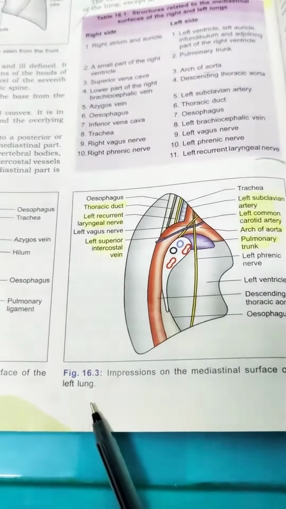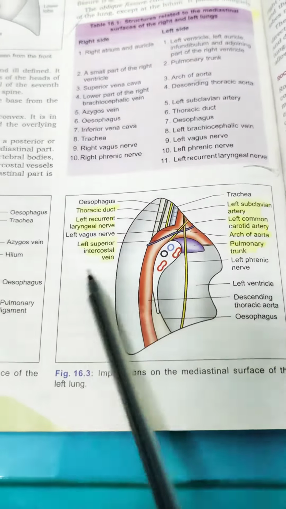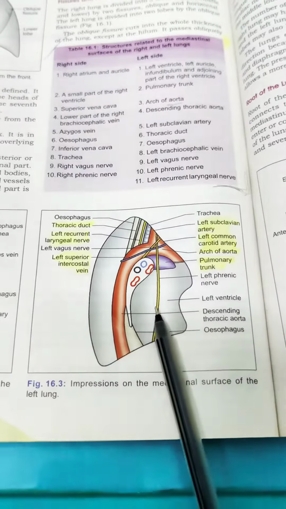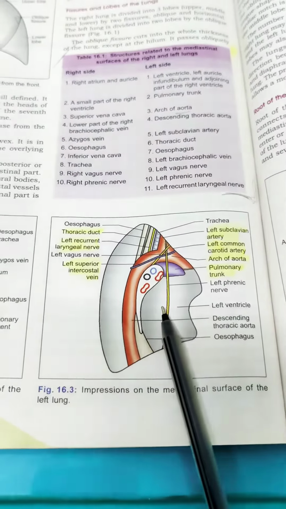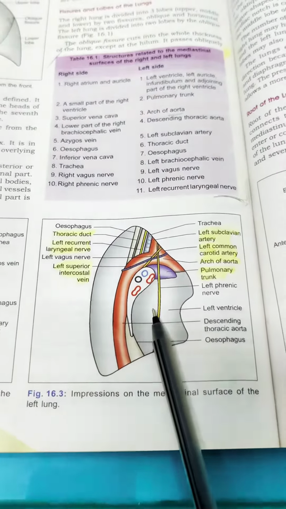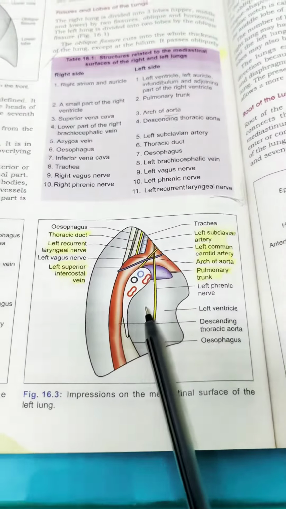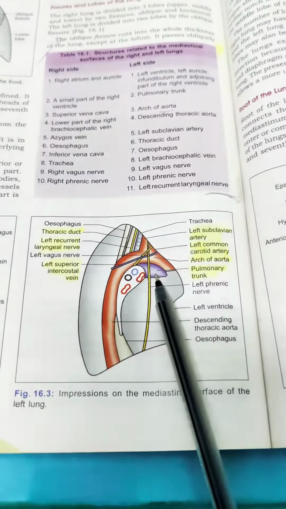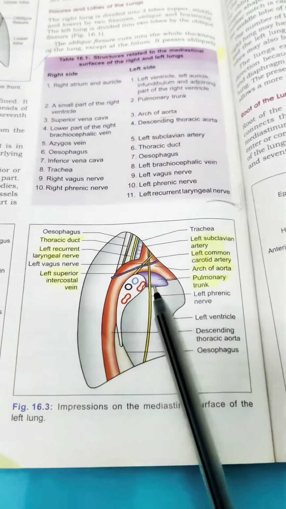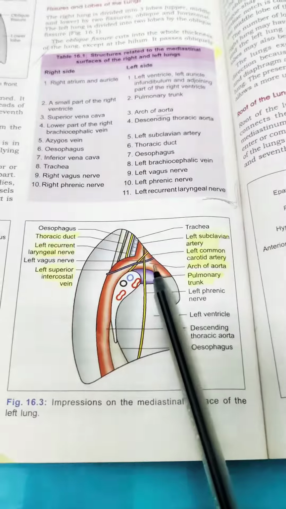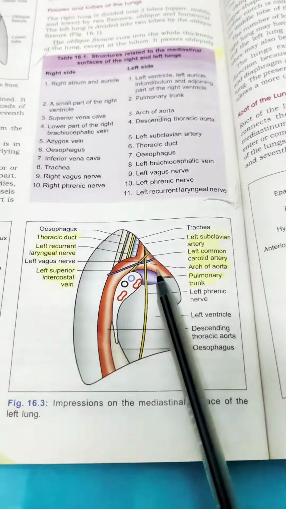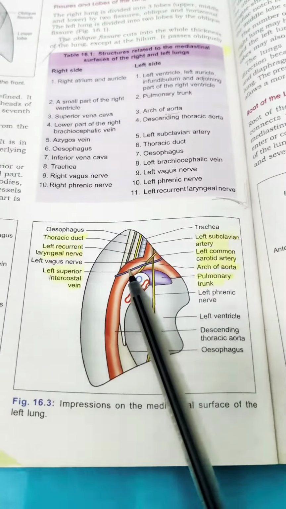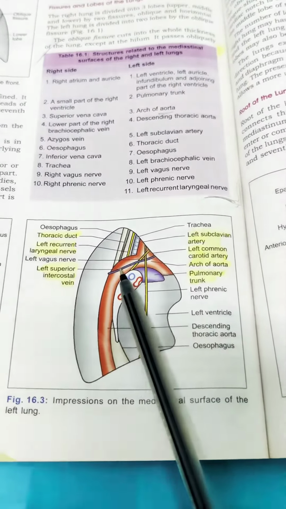And this is the left side of the lung, the structures related to the left side of the lung. Firstly you will see the left ventricle, and also the left auricle, and we can also check out the infundibulum and adjoining part of the right ventricle, and also the pulmonary trunk here. This purple color is the pulmonary trunk, and we'll have the arch of aorta. This red one is the arch of aorta, and also the descending thoracic aorta.